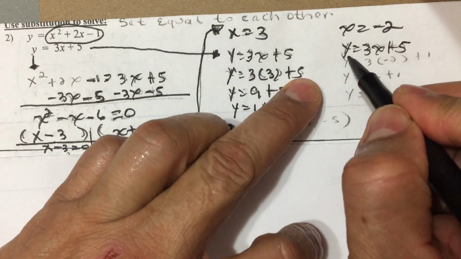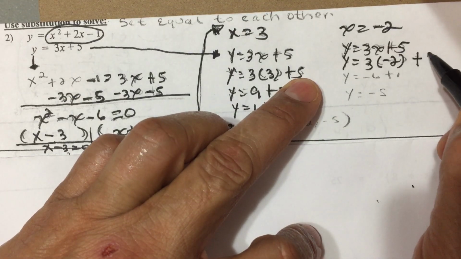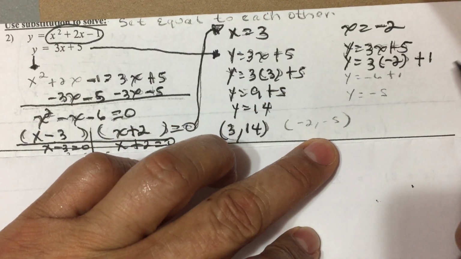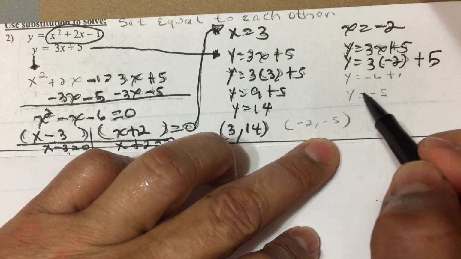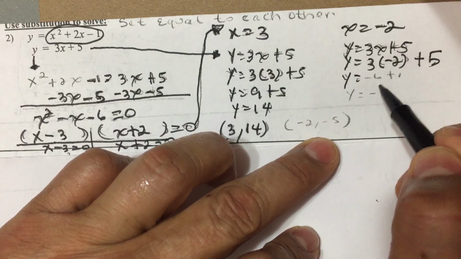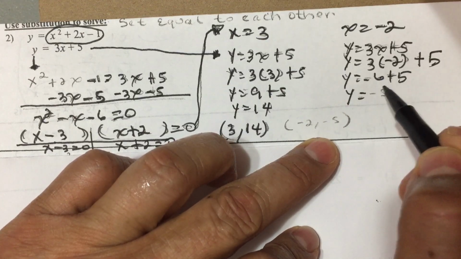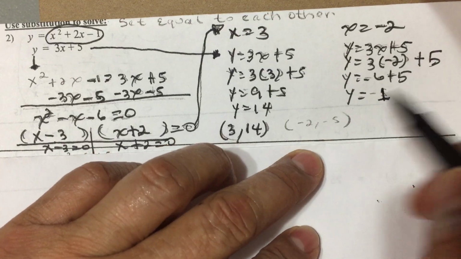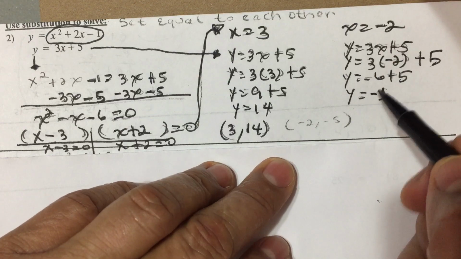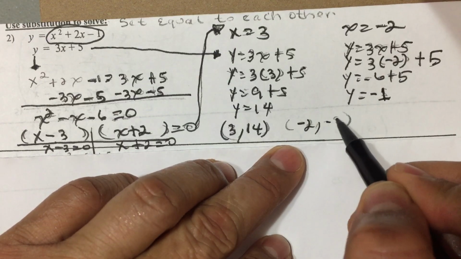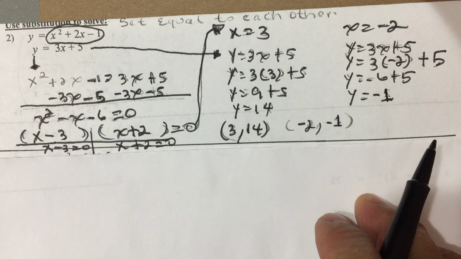So same thing here. y equals 3, now the value of x is negative 2, plus 5. What did I put? So it's plus 5, my bad. So when I multiply 3 times negative 2, I get negative 6 plus 5. So negative 6 plus 5 will give you negative 1. So I think I made a mistake here. So this one is negative 1. So when x is negative 2, y is negative 1. All right? So remember, we don't have to check on this one.